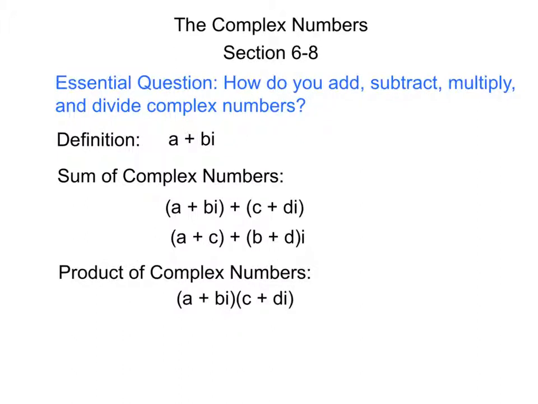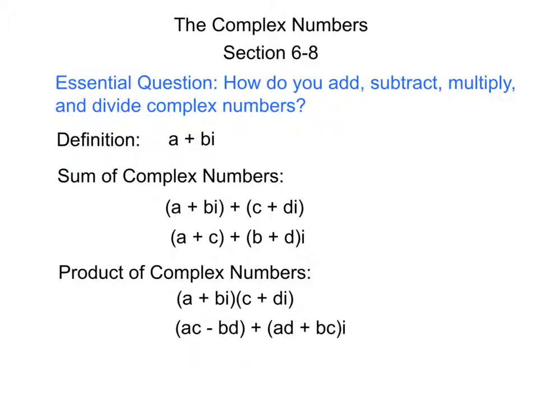So the product of complex numbers, say we're multiplying a plus bi times c plus di, is handled the same way we did when we were foiling. We simply FOIL these: first, outside, inside, last. And the final result, after we take care of the fact that we get i squared when we multiply bi times di, is equal to the following.